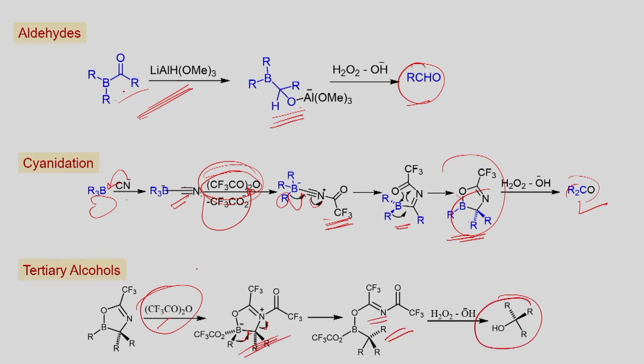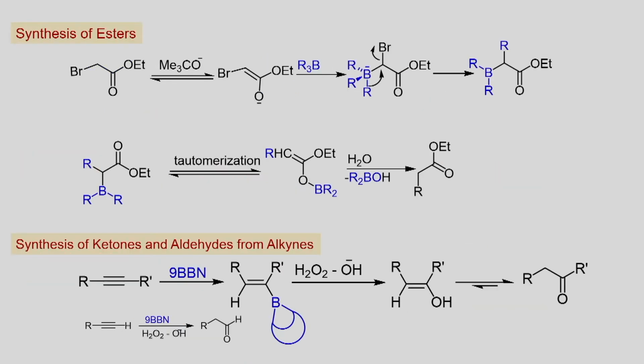So, if you have cyanide ion, that also can be reacted with the borane, and in the presence of excess trifluoroacetic anhydride it can be converted into tertiary alcohol as the product. So, it depends upon the reaction conditions, you can convert into ketone or secondary alcohol or primary alcohol as the product. Now, let us look at the formation of ester.